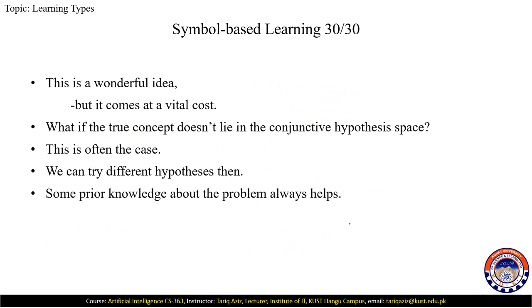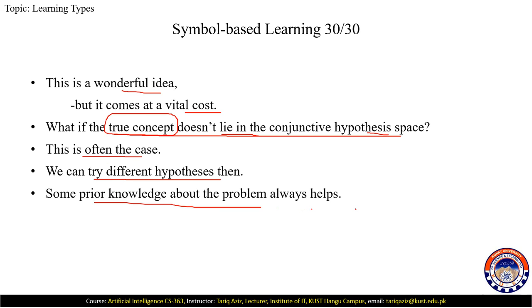I hope that you understand this at this stage, but it says that it's a wonderful idea, but there is a cost. What if the true concept doesn't lie in the conjunctive hypothesis space? What we want is for our learner to find the true concept. But if this true concept doesn't lie in the conjunctive hypothesis space, then it will be a problem, and it says that this is often the case. So what we will do then is try a different hypothesis space, and if we have some prior knowledge about the problem, then it will always help.